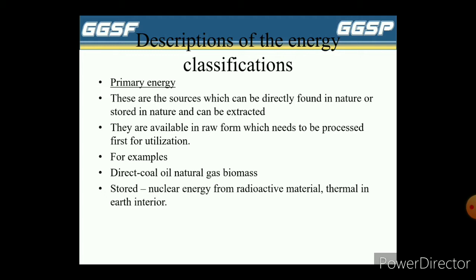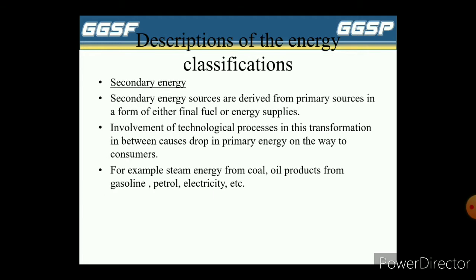The primary energy. These are the sources which can be directly found in nature or stored in nature and can be extracted. They are available in raw form which needs to be processed for utilization. For example, direct coal and oil, natural gas, biomass, etc. They are stored nuclear energy from radioactive material, thermal in earth interior.